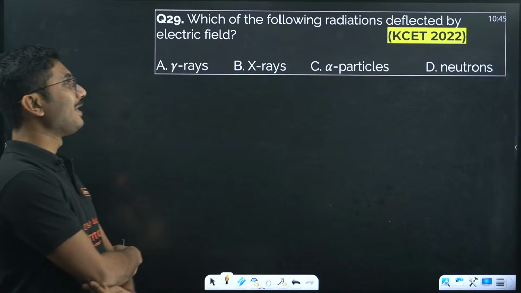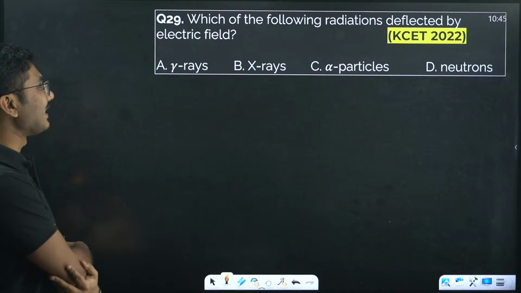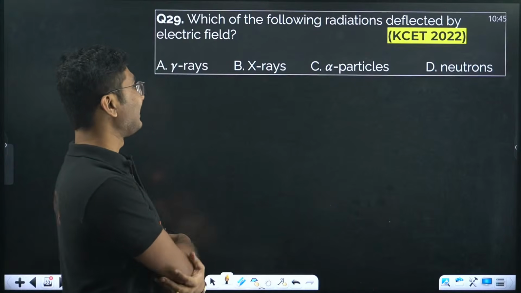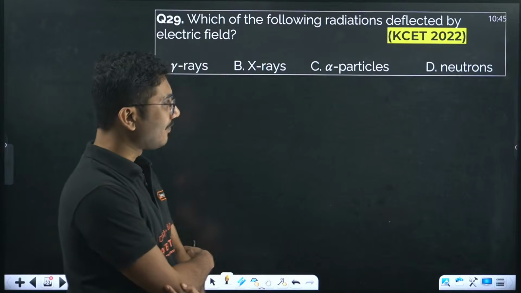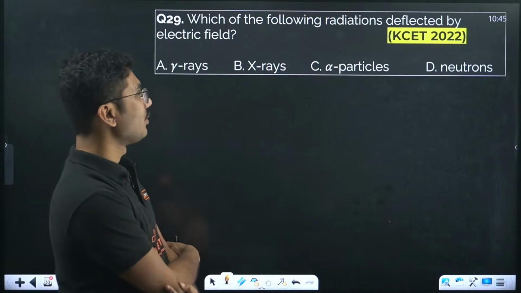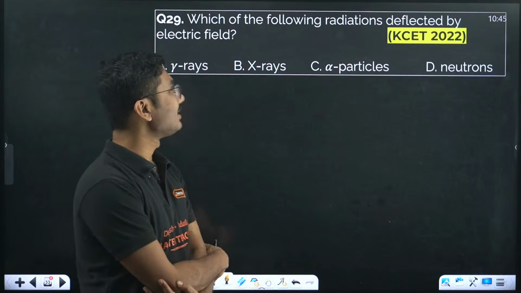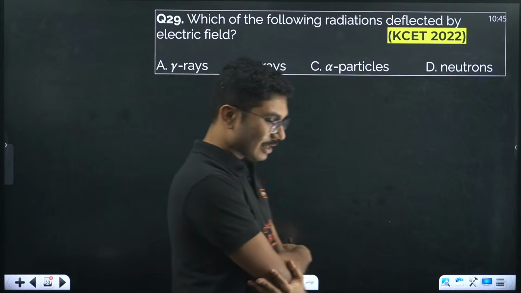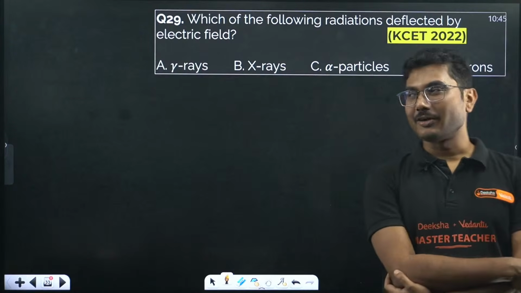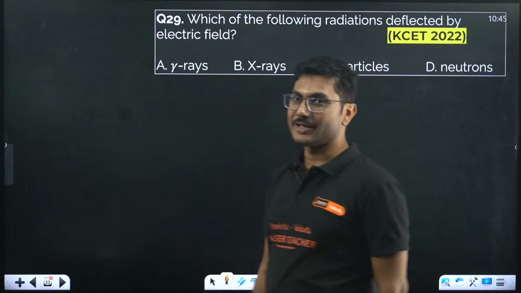Which of the following radiations are deflected by electric field? X-ray, gamma ray, alpha particles, neutrons. Electric field can deflect another charged particle. It cannot deflect any electromagnetic radiation.